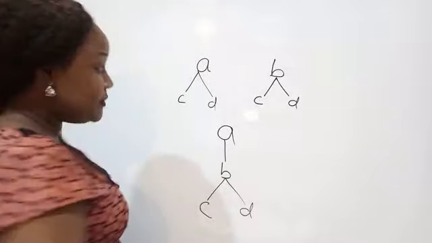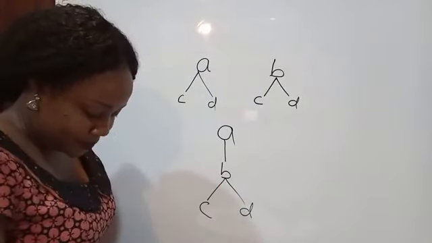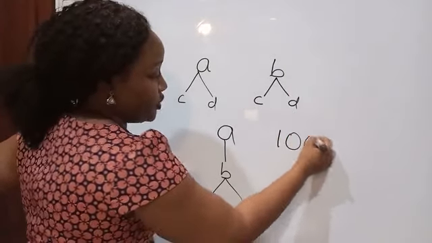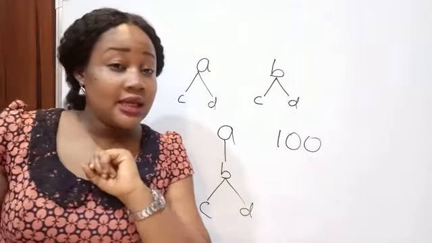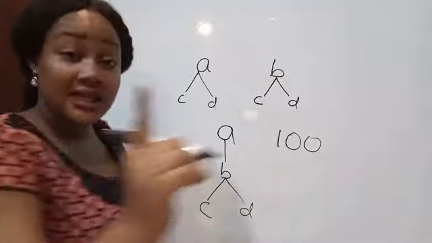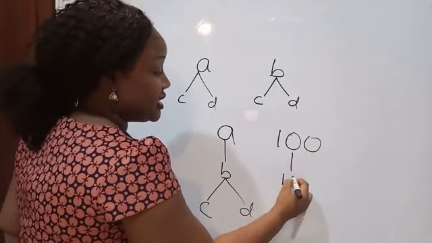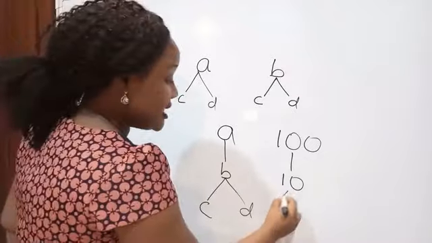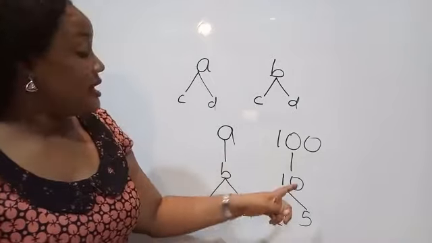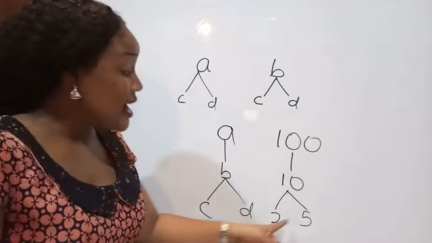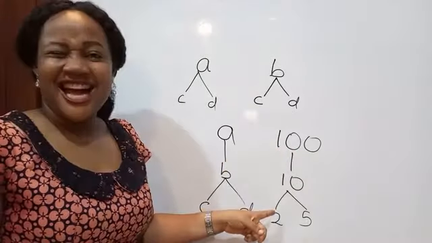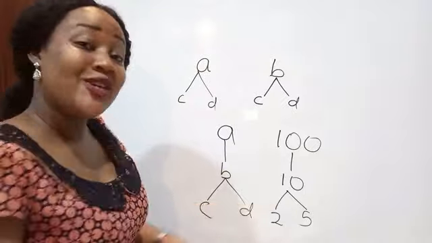Let's take an example. Let's say we have 100, and 100 is divisible by 10. That means 10 is a factor of 100. And we know that 2 and 5 are factors of 10. So it means that 2 and 5 are factors of 100. So 100 is the grandfather or grandmother of 2 and 5.